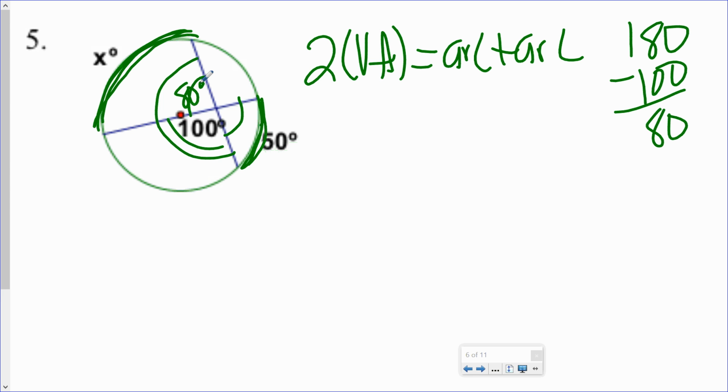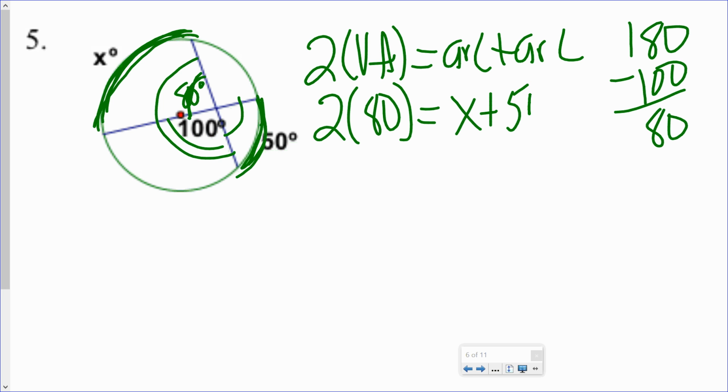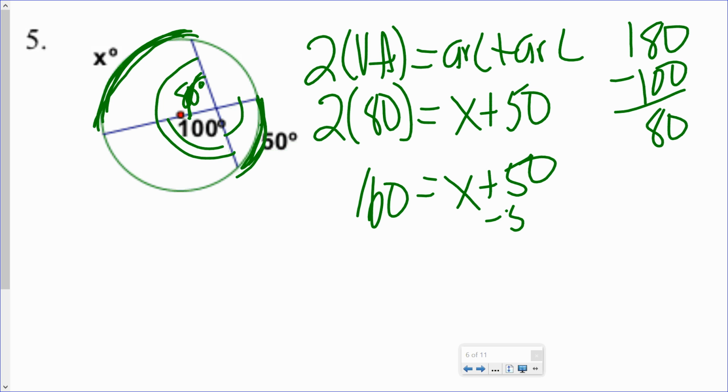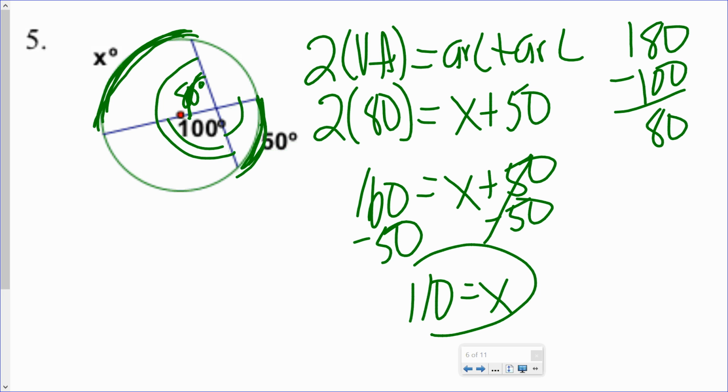So make sure that your vertical angles correspond to the arcs. So 2VA, the vertical angle is 80, since 80 is the vertical angle that corresponds to the arcs we're dealing with, equals arc plus arc, which is x plus 50. And from there, I do the algebra, and I get x equals 110.